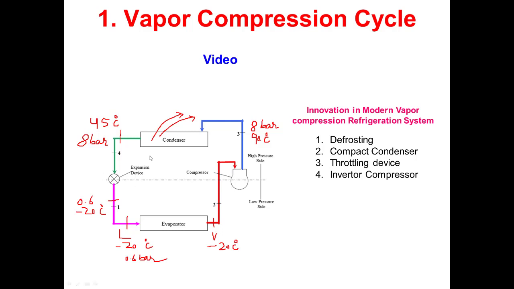Then what we do is, if the throttling device is a long tube, we make thermal contact of point 4 with point 2. The objective of point 2 is to take heat, so that these vapors become pure vapors, and that heat can be taken from point 4.